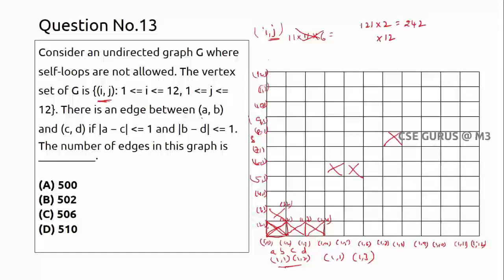12 edges, it's not 11. Why? Because you can count totally 12 into how many you will find like this. Here this is one row. Like this, how many rows you will find? Like this, 1 2 3, like this only 11 only. You can observe. So 11. So totally 132, right? 132 like this vertical edges.